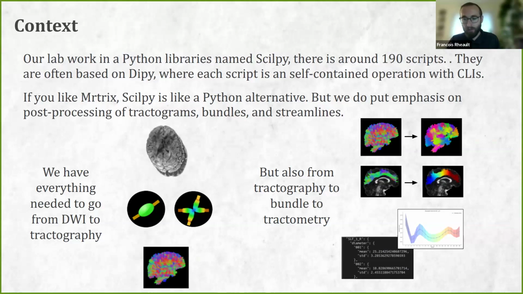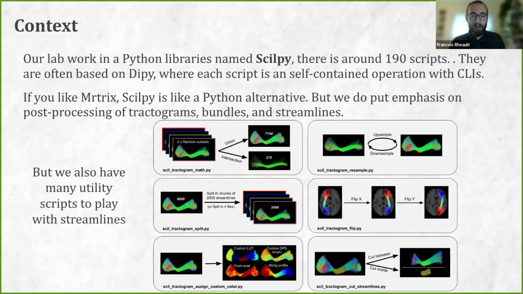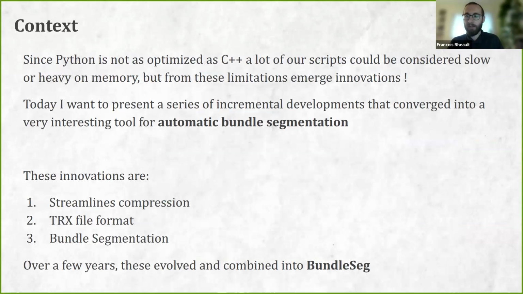So we have a variety of scripts that are often analogous to MRTrix or Dipy, but we do have some manipulation scripts that are utilities to do some prototyping very fast, like flipping streamlines, cutting streamlines, coloring streamlines. So our goal is to play with streamlines very often. So this is the context. This is a library I will refer to a lot during the presentation. And the reason why my talk was mentioning limitations that foster innovation is that our library is in Python. It's not as optimized as C++ or Rust.